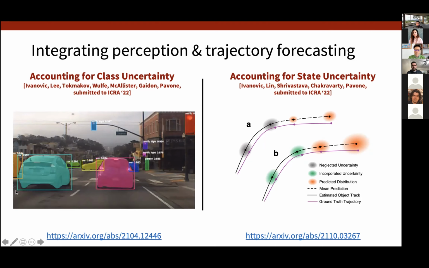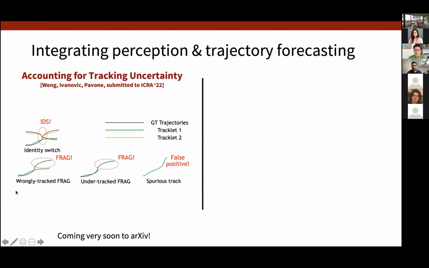Complementary to this, we have investigated how to propagate perceptual state uncertainty throughout trajectory forecasting, with the goal of producing more calibrated outputs. For example, in the figure on the right, we show how neglecting state uncertainty leads to overconfident predictive distributions, in contrast to the case where state uncertainty is accounted for. Detection and tracking provides another major source of uncertainty.